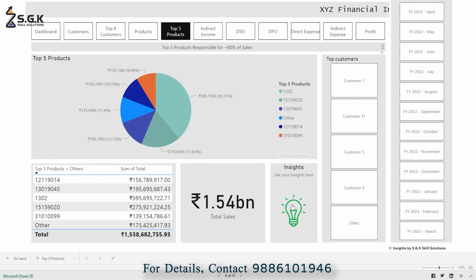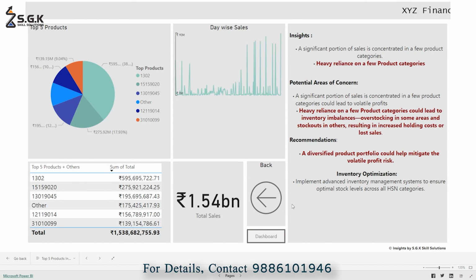micro level. In fact, the insights here help us understand there is heavy reliance on a few product categories. This also can lead to inventory imbalances. So the recommendation was that a diversified product portfolio would help mitigate the volatility of the profit risks.